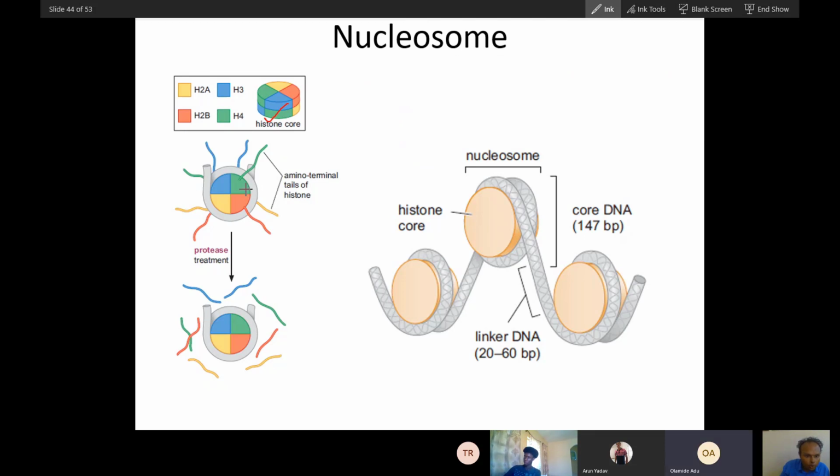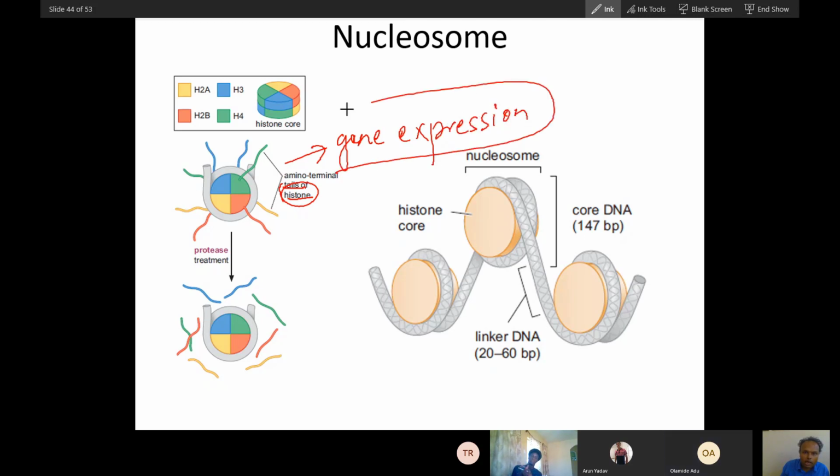And all these histone proteins have a terminal free protein part. You can see this free protein coming out of the bead. These free proteins are called histone tails, the terminal tails of histone. These tails are very important for gene expression, for making genes on and off. That is why these tails are important.